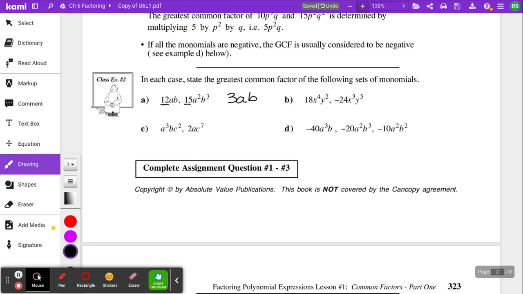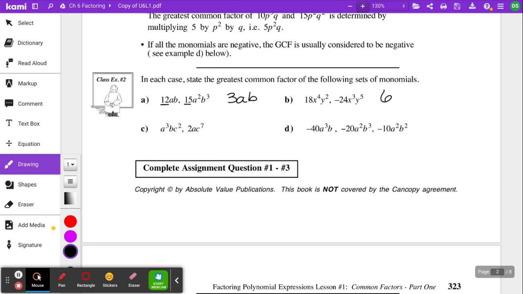Okay. How about letter B? I got 18 and negative 24. Do you think I need to worry about the negative? No, you don't. Forget the negative. Leave them alone. Look at the 18 and the 24. What is the greatest common factor between 18 and 24? I got 6. Anybody else have a different number that's better? 6 is true. Is there a higher one? No, that's it. Okay, I got 6.